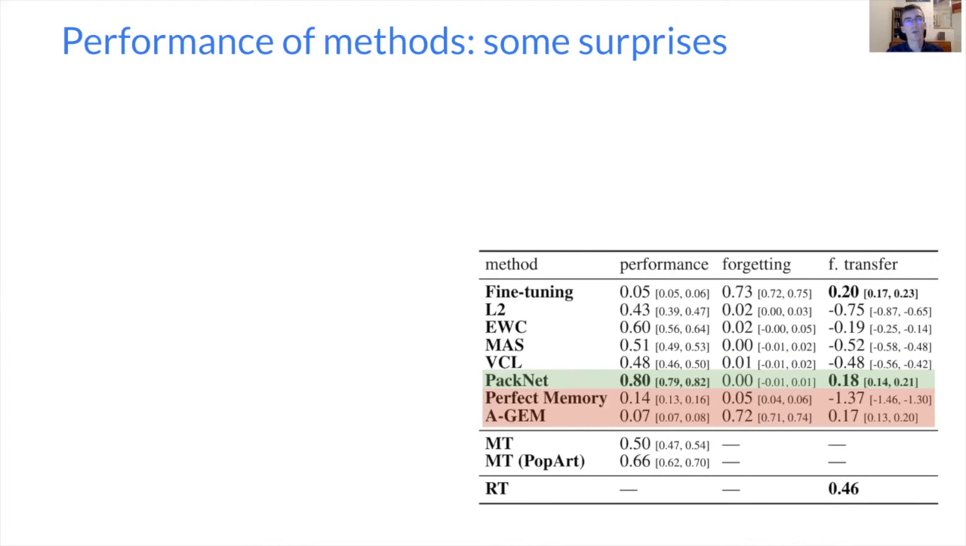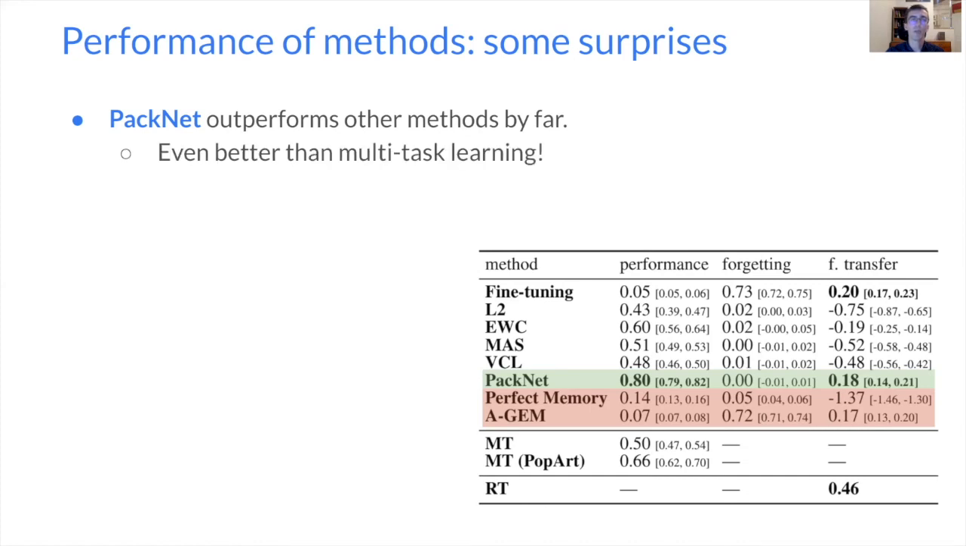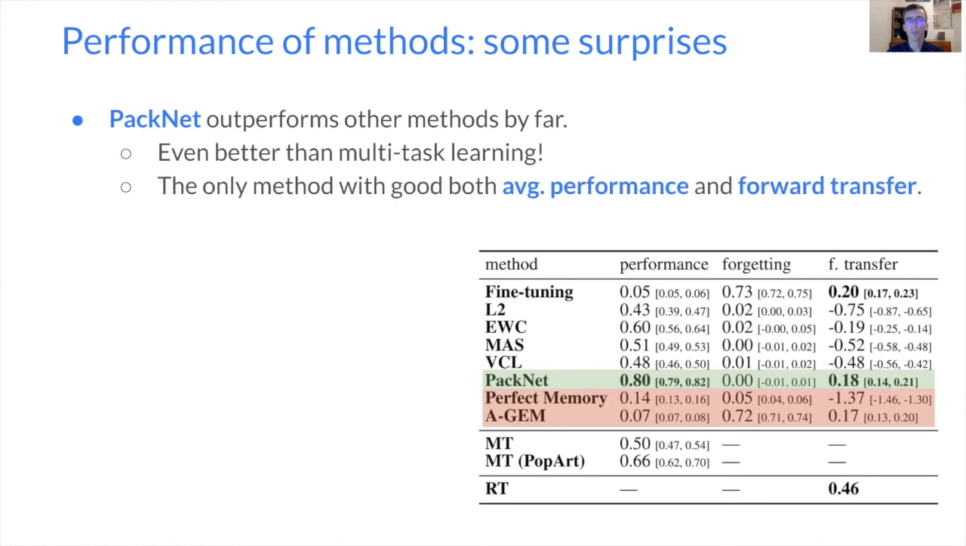So now let's comment on some of the results. First of all, PackNet outperforms other methods by a wide margin. It is even better than multitask learning. This is very surprising because, for example, in supervised learning, multitask solution is treated as an upper bound. Also, PackNet is the only method with both good average performance and forward transfer metric.